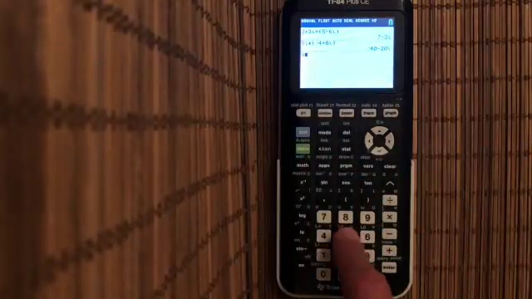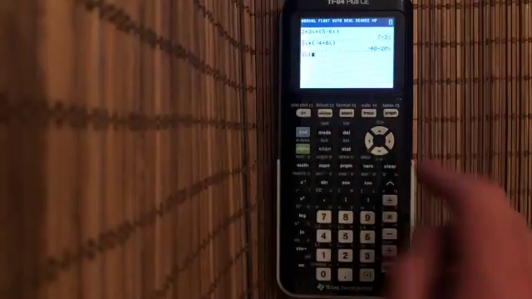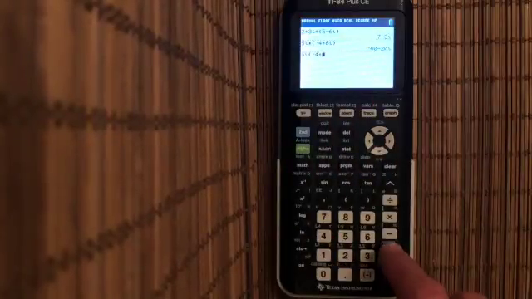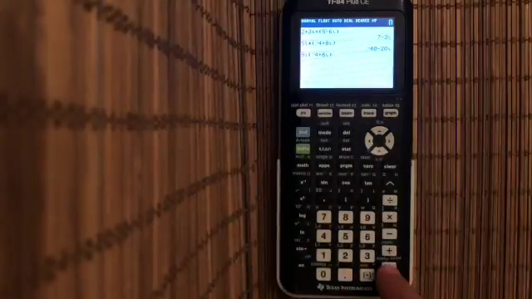Now, I want to prove to you that you could have simply entered 5i, parentheses, negative 4 plus 8i, and it should give us the exact same answer.